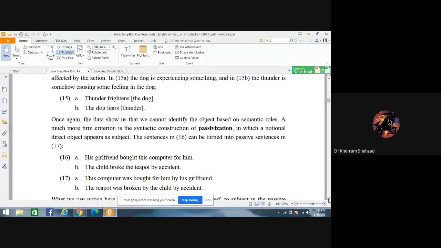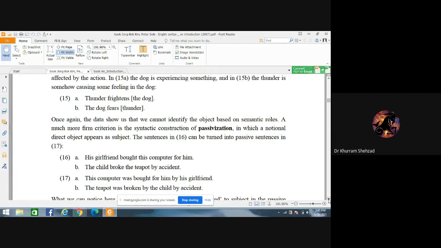This is very important, Ali. He is telling us that if we bring the concepts of semantic roles and then we try to determine whether something is object or not, this is not a good criterion. Because the dog who is experiencing the act of frightening, we are saying that it is an experiencer and it is not a patient. But it does not mean that dog is not object. So semantic roles sometimes fail to point out or identify whether it is object or not.